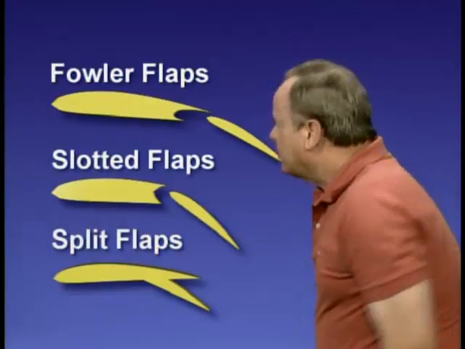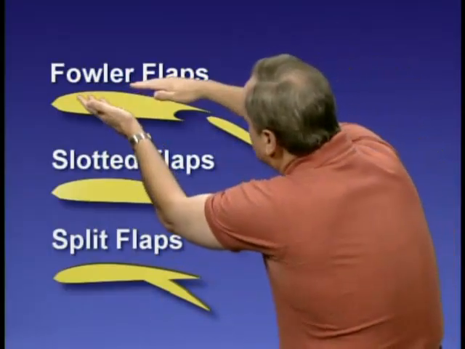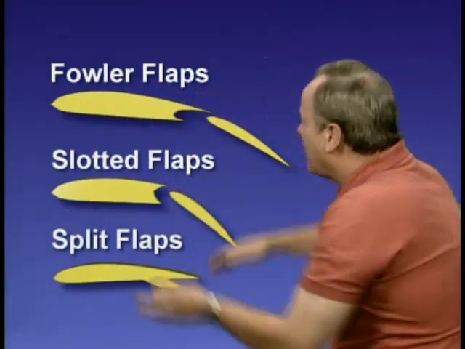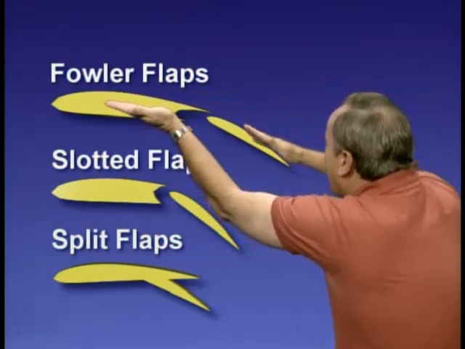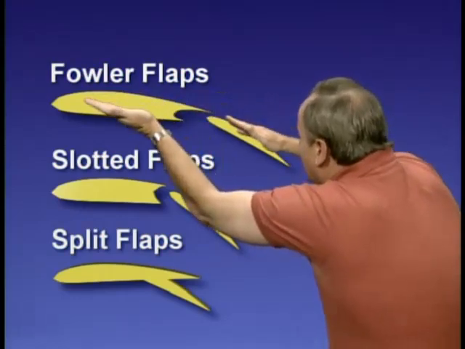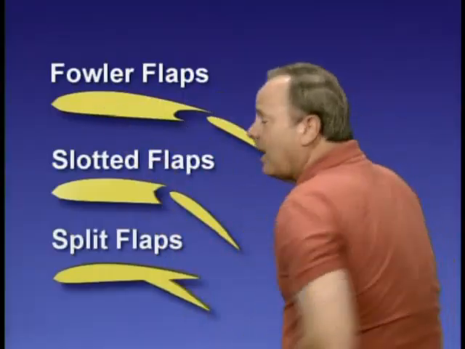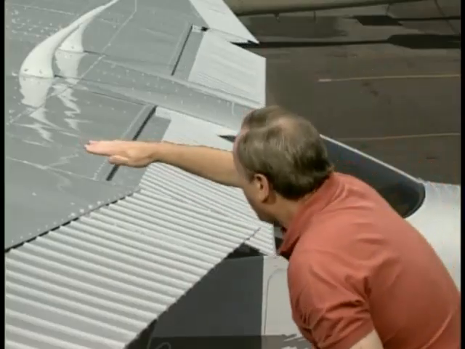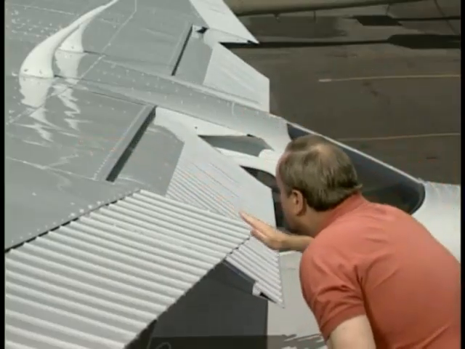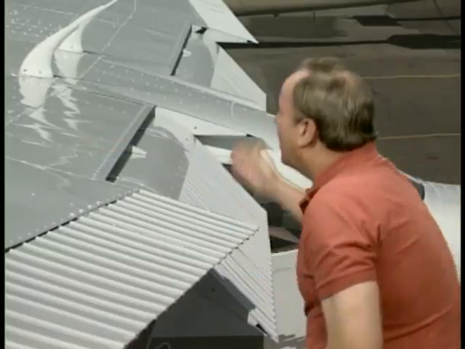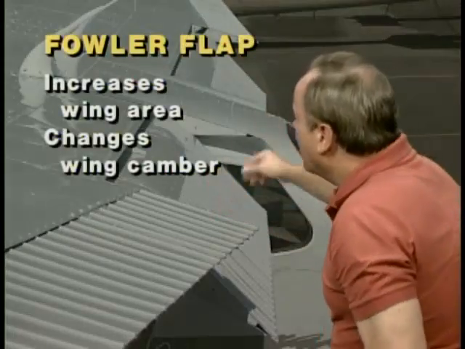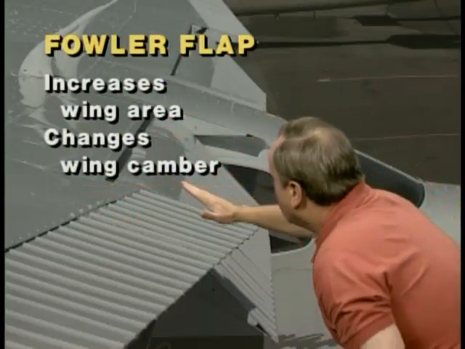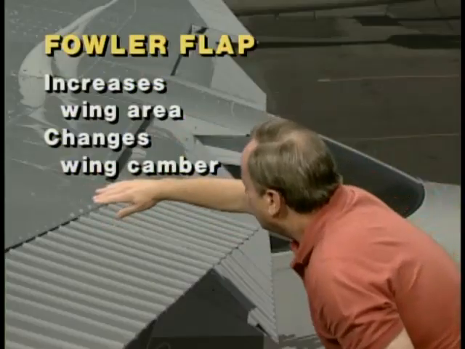And then here is a Fowler flap. Now, a Fowler flap does something very interesting. It increases the area of the wing, because when a Fowler flap goes down, it also goes back and increases the area of the wing. Let's take a look at a Fowler flap in real life. Here you have the flap going not only down but back, also increasing the wing area, and that is a Fowler flap. Now, a Fowler flap increases the wing area as well as changing the wing camber, or the shape of the wing, and that increases lift.